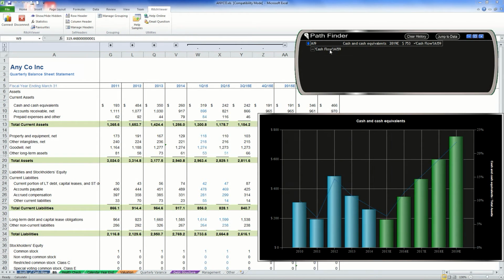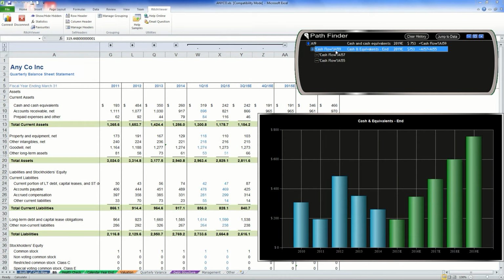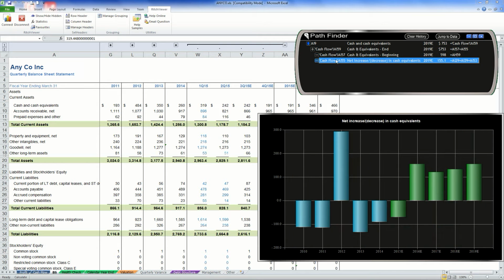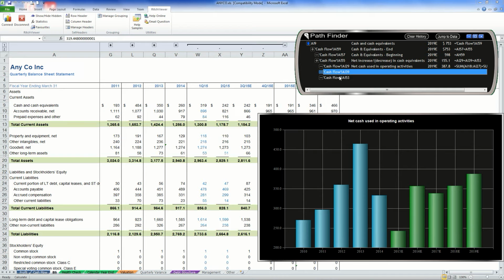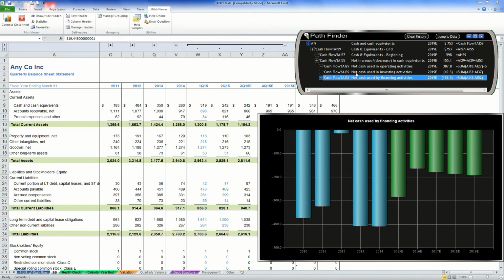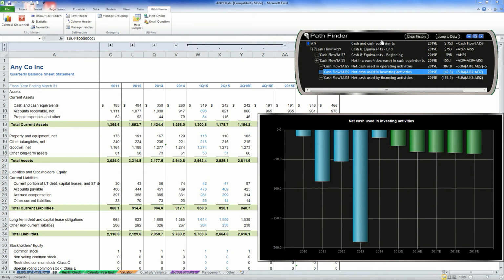Having double-clicked on the 2019 column in the chart, Pathfinder becomes visible. You can see that as I've been drilling through the underlying formula, the Pathfinder and RitchViewer have been interacting. Pathfinder has not only been presenting the raw number for each component of the formula, but has also been revealing all the attributes of the data point.